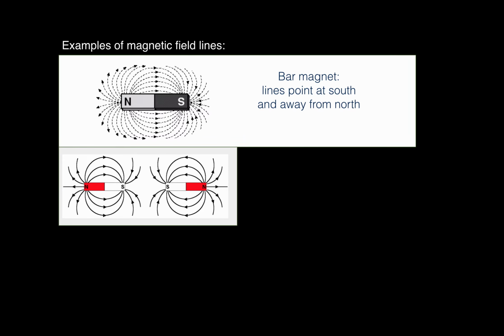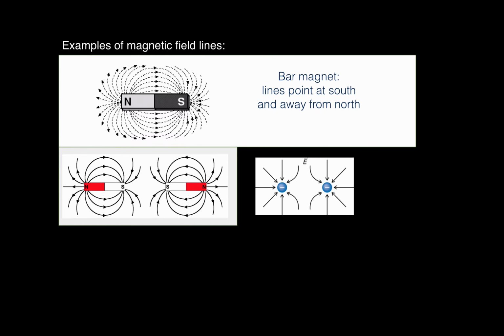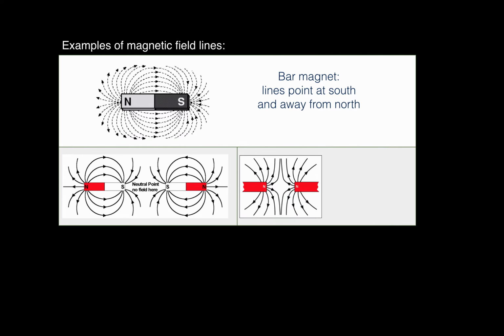If you have two south poles of two separate bar magnets facing each other, the magnetic field lines will point towards each south pole, similar to how the electric field lines point when they're directed towards two negative charges next to each other. There'll be a neutral point in the middle where the magnetic field lines oppose each other and cancel each other out. If you have two north poles of bar magnets near each other, the magnetic field lines point away from each north pole with a similar neutral point in the center.